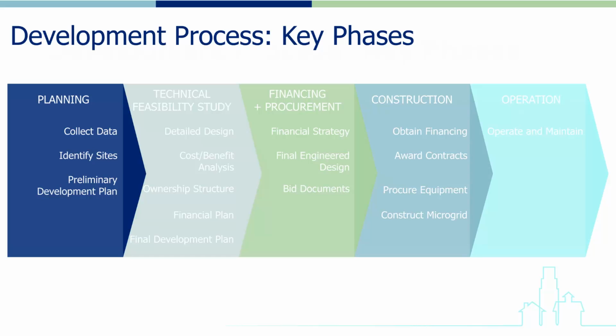During financing and procurement, a financial strategy for the project is identified and developed. Final engineered designs are created, and bid documents for the final construction and procurement of the project are created. During construction, financing is obtained, contracts are awarded based on bids received, equipment is procured, and the distribution system for the microgrid is constructed. And the final phase is operations and maintenance, which is an ongoing process once the microgrid is completed, up and running.